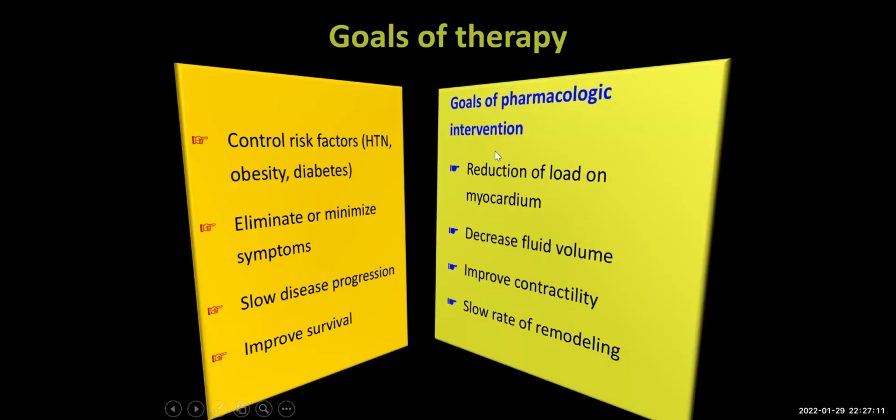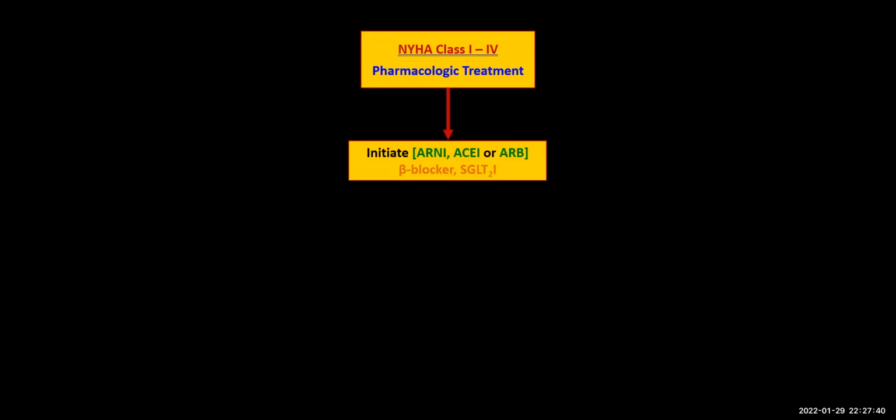So pharmacological intervention means reduction of load on myocardium and decreasing fluid volume. We use diuretics for that, and ACE inhibitors do that to some extent. We improve contractility, right? And we slow the rate of remodeling through some drugs, okay? And I mentioned that eplerenone and spironolactone, the mineralocorticoid receptor antagonists, are good for that, okay? Now, this is therapy based on the different classes of New York Heart Association.